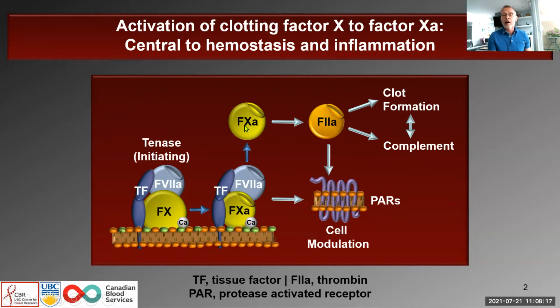Factor 10A, the active enzyme, can fall off, and they generate thrombin, abbreviated factor 2A. Factor 2A or thrombin can then directly initiate the polymerization of fibrin that makes the molecular mesh of the clot. Thrombin, as well as the nascent factor 10A, still within this tissue factor 7A complex, can then do an incredible bunch of things as initiators of cell modulation through protease activated receptors. And that's where this fits into so many different pathological and physiological mechanisms.